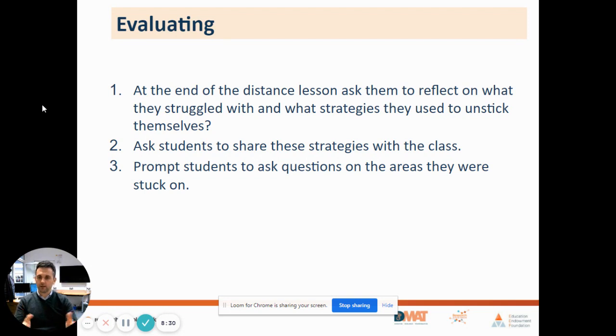And lastly, evaluating. Always ask them to reflect. Build structured reflection into your remote teaching. Ask students to share their strategies. What did you try today? Did it work? Why not? And prompt students to ask themselves questions about where they got stuck and why they got stuck. Okay, so if we can do those things as teachers, we can add that layer. We're going to help our students be more self-regulating and more metacognitive.